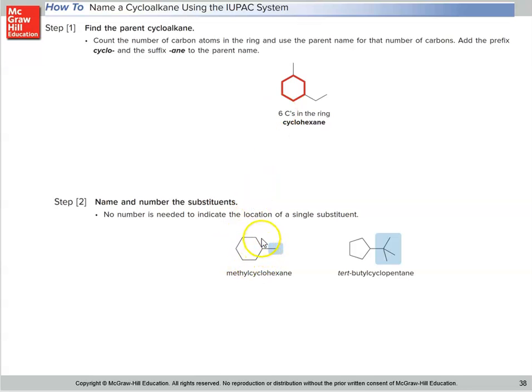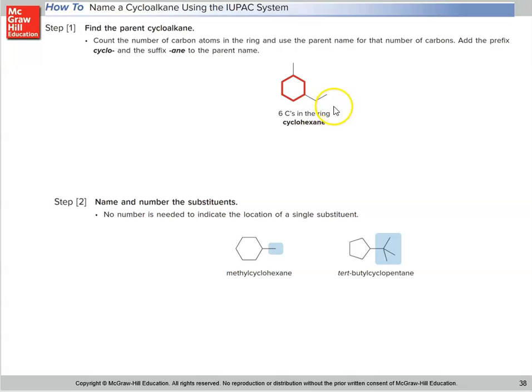If we have a single substituent, there's no need to number the location. So this, for example, is methylcyclohexane. There's just one spot on here. Tert-butylcyclopentane. There's just one spot that it can be. If we have it here, here, here, it's all equivalent.